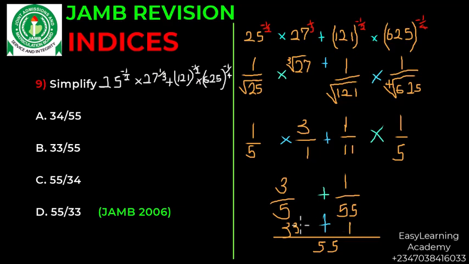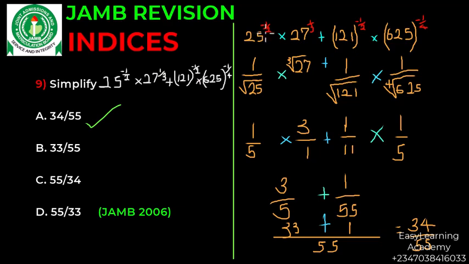And now we can add it up. 33 plus 1 will give us 34, and of course, all over 55. So checking our options for this answer, 34 over 55, the option is option A. So option A is the correct option. All right, that was very, very simple.